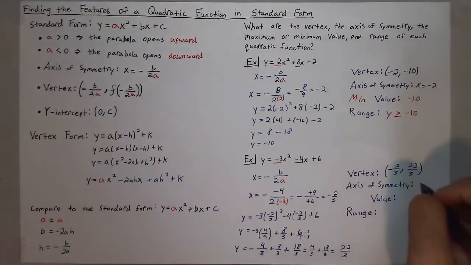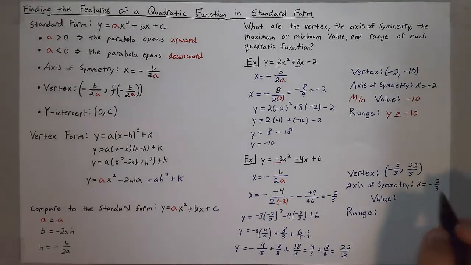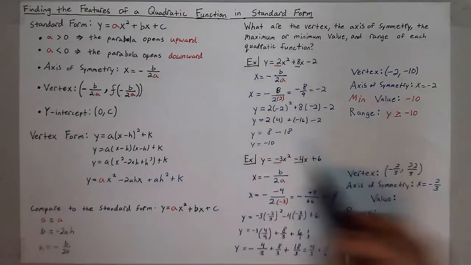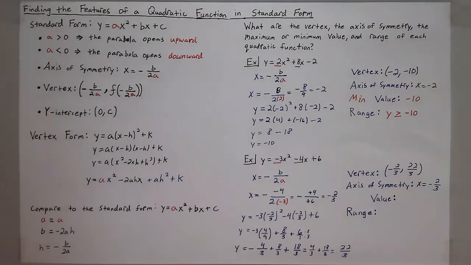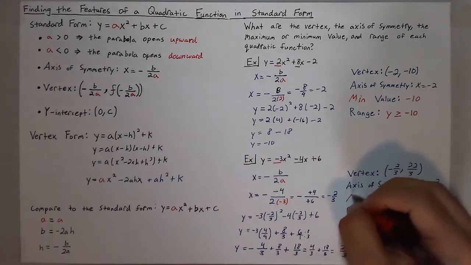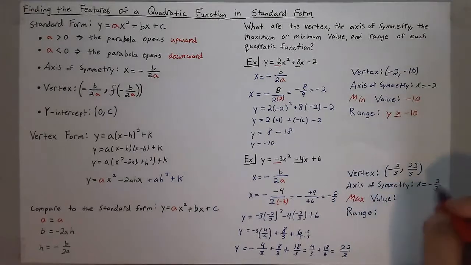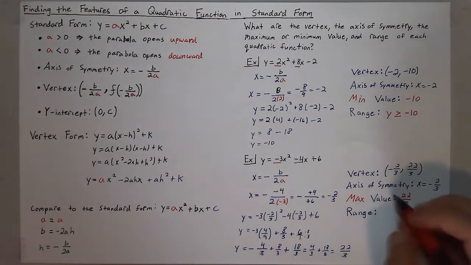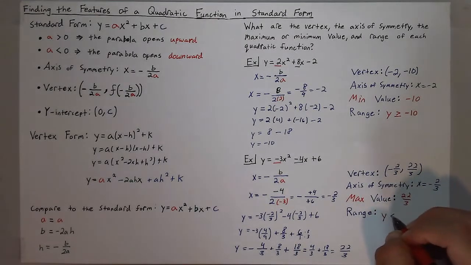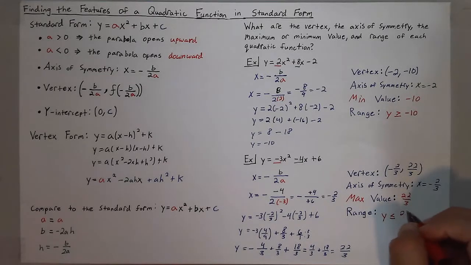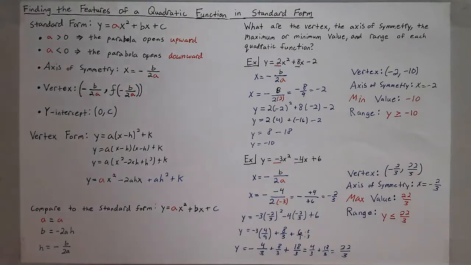My axis of symmetry is x equals negative 2/3. Now, this is a negative a value, so my graph should be pointing downwards. So this will be a maximum value of 22/3. And the range here, since that's a max value, I know it's all y's that are less than or equal to that biggest value, which is 22/3. And that is how you find the features of a quadratic function in standard form.